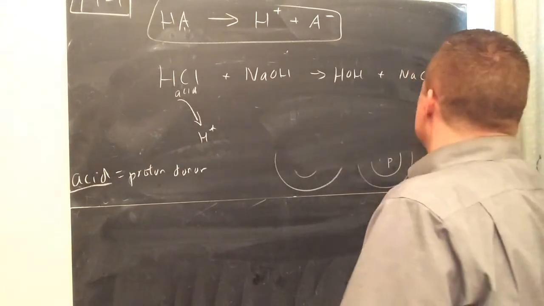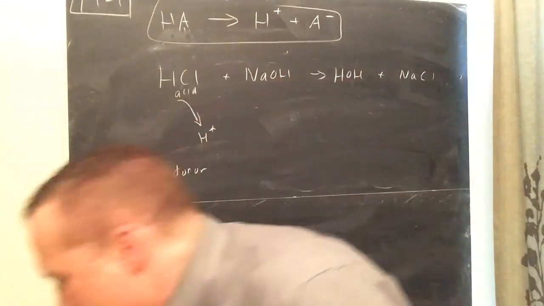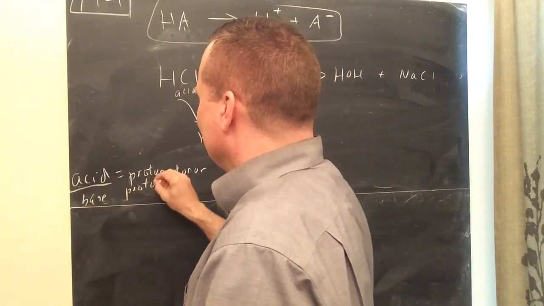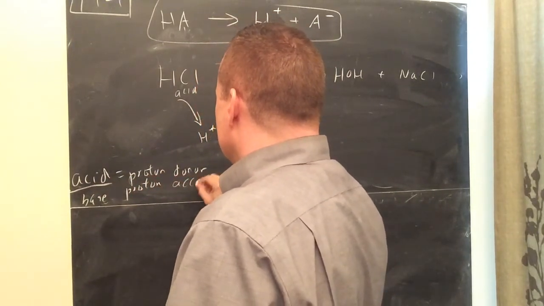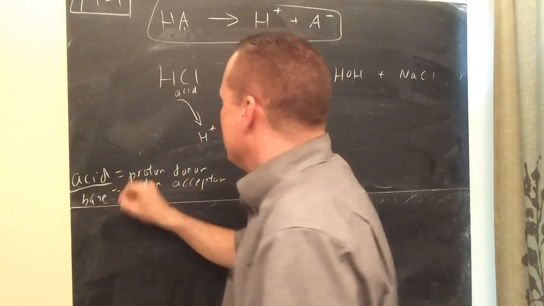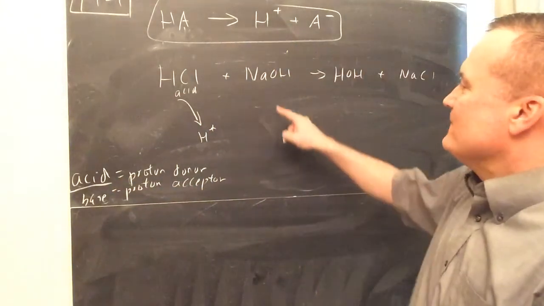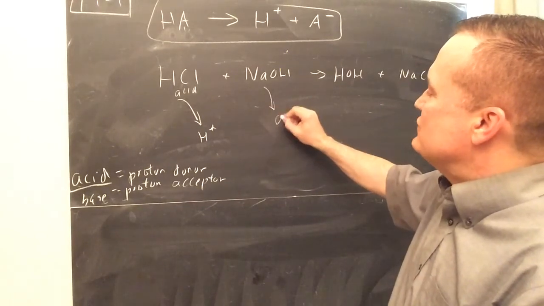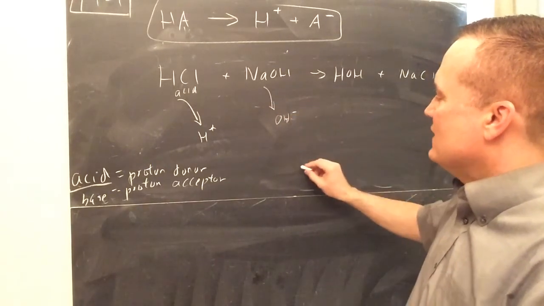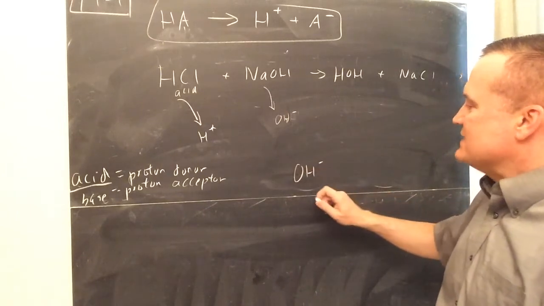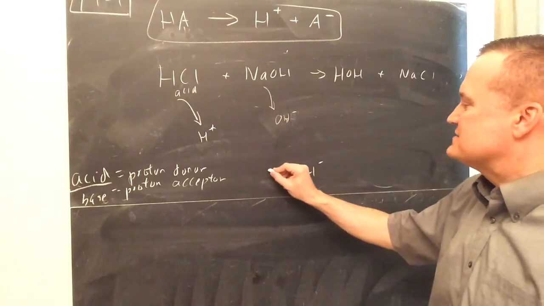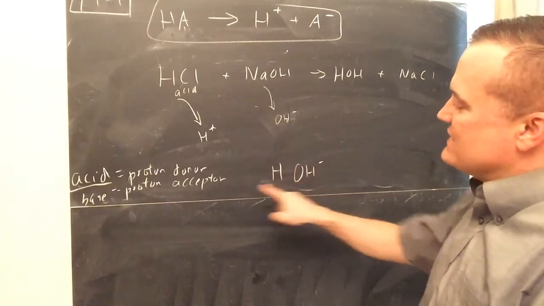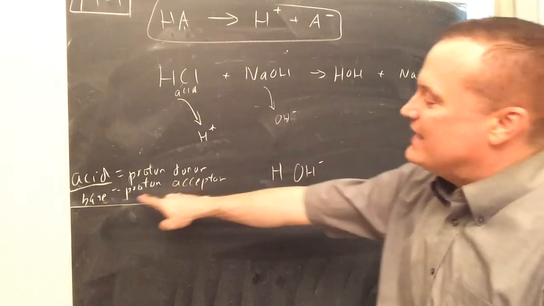What is the base? Well, the definition says a base is a proton acceptor. Okay, proton acceptor. So, watch this. Now, we know that NaOH gives you OH negative, which is what we're really looking at. But OH negative is going to attract the H plus, right? H plus is accepted by the base.